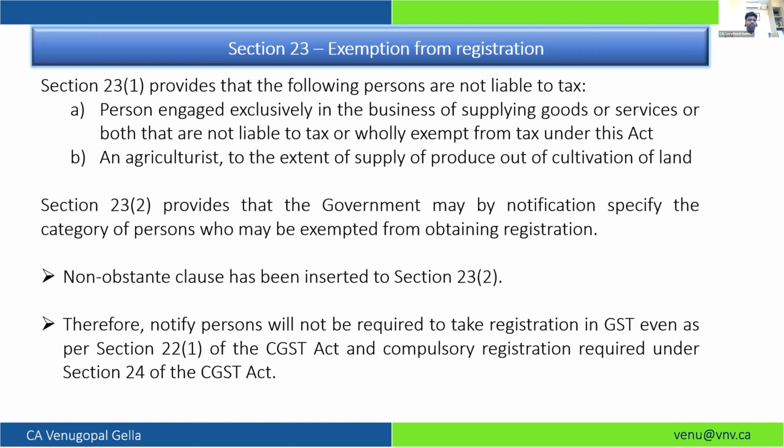We'll see who all these persons are. Persons who are exclusively engaged in supplying non-GST supplies and supplying wholly exempted goods or services. This category of persons is not required to take registration under the GST Act, even if the turnover exceeds the limit prescribed under section 22. And an agriculturist, to the extent of supply of produce out of cultivation of land. These two categories of persons are not required to take registration under the GST Act.